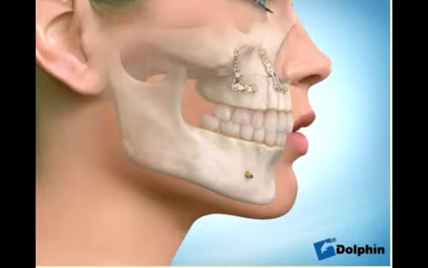So we can do this osteotomy in which we have to impact the maxilla only, or we can set back the anterior part of the maxilla. So it's called a segmental osteotomy.